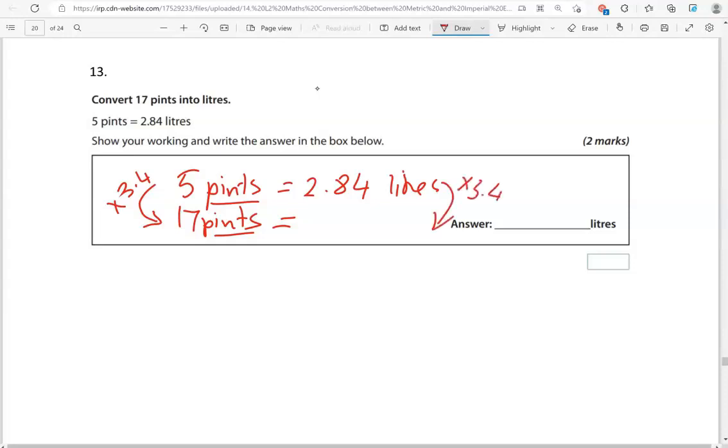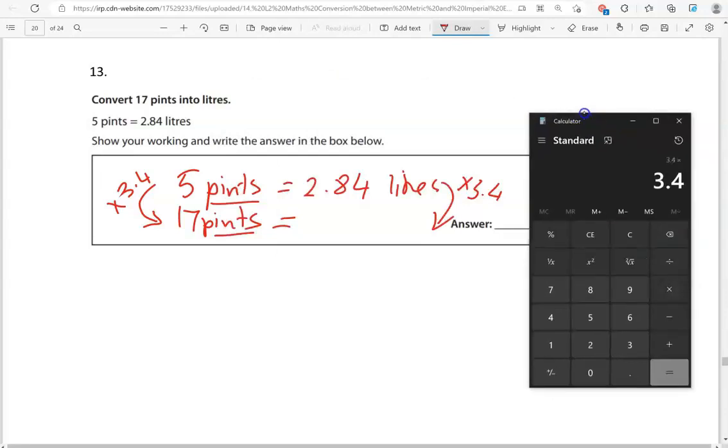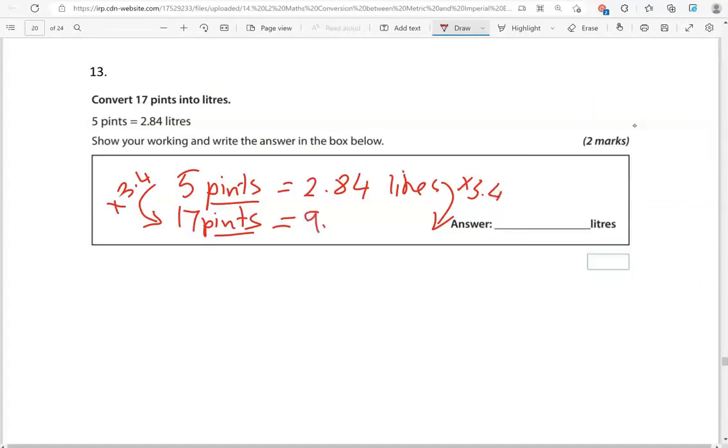So we'll do the same here. 3.4 times 2.84 gives us 9.656 litres.